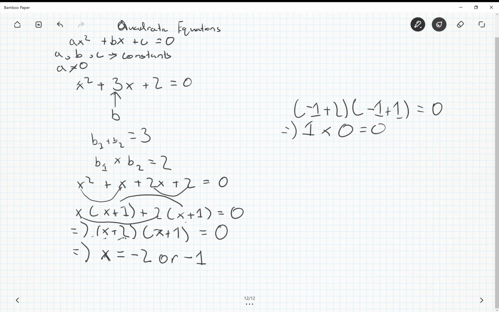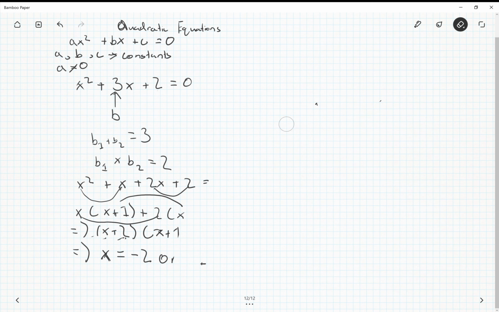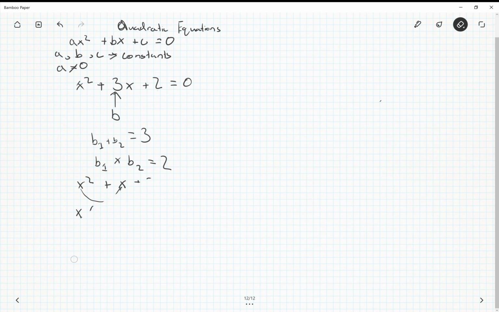So as you can see, if we use both the null factor law and the middle term factor law, they both work incredibly efficiently and we'll get our answer easily. Okay, let's try a few more examples and just go through the questions.